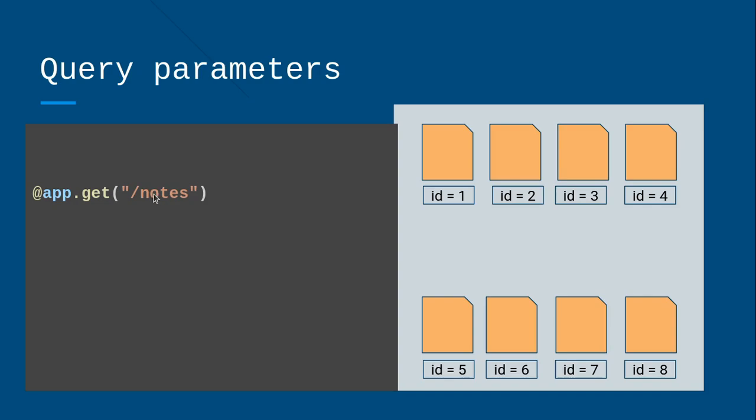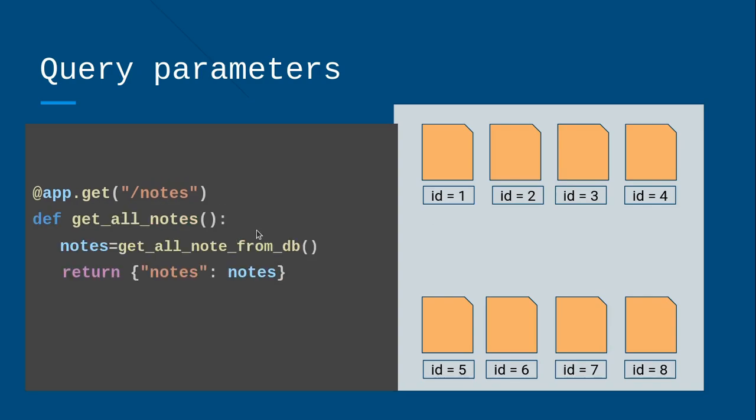Let's say we have an endpoint nodes. When the user accesses this endpoint, it returns all of the nodes there are in the database. Now this can be really inefficient if you have a lot of nodes. What we can do is return a limited number of nodes. To achieve that, we can use a query parameter, something like this. Here we limit the number of nodes returned.